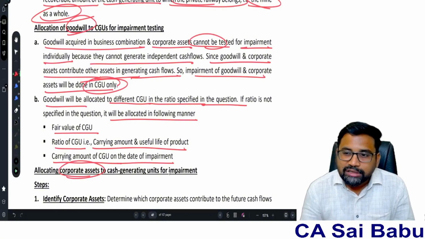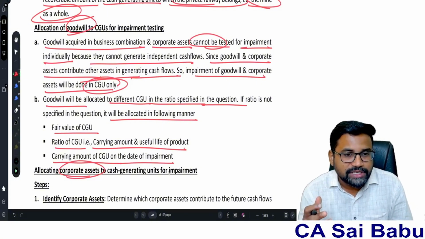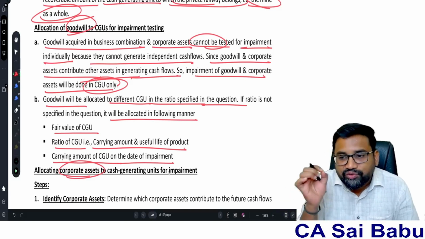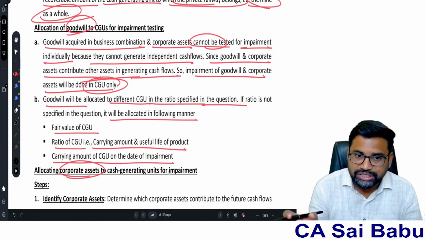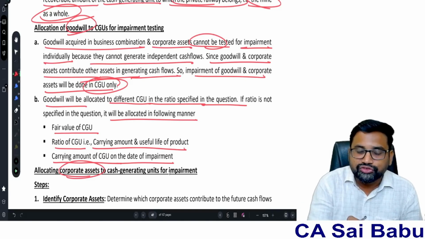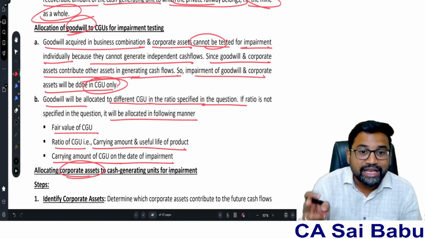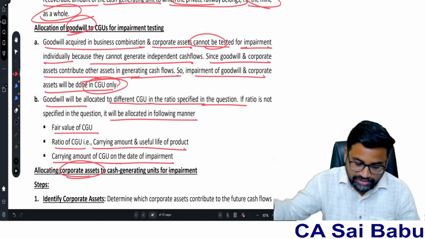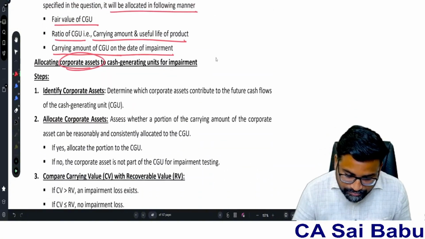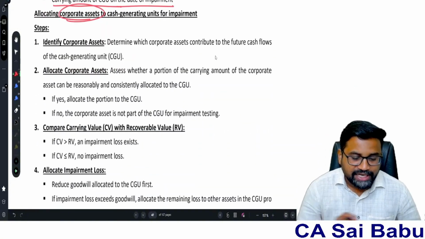This is not that important. 99% of the time they will give you the ratio. They will specify the ratio of how goodwill is allocated between the CGUs. So whenever you find a cash generating unit question, whatever goodwill appears in the question, you need to allocate between the CGUs in the ratio specified in the question. That's it.